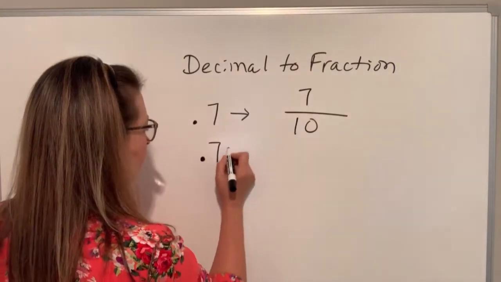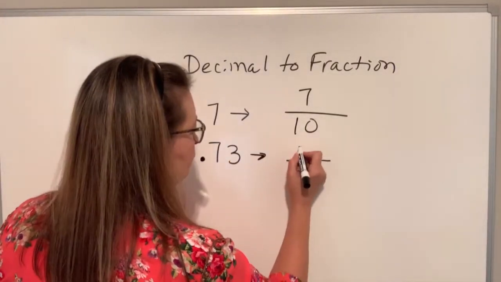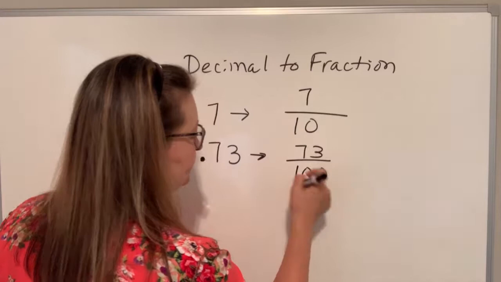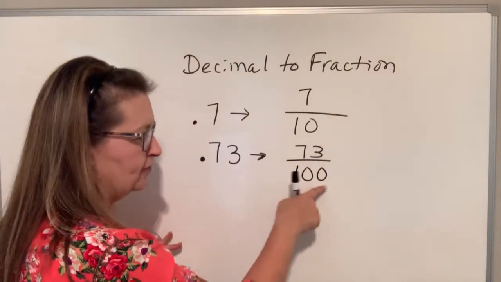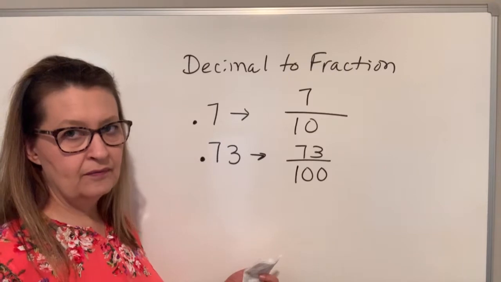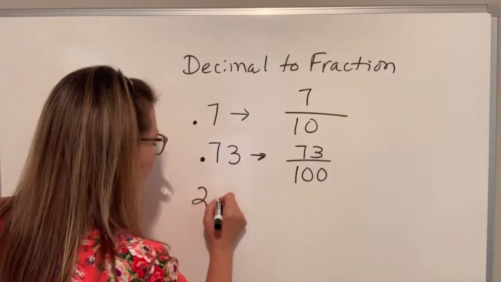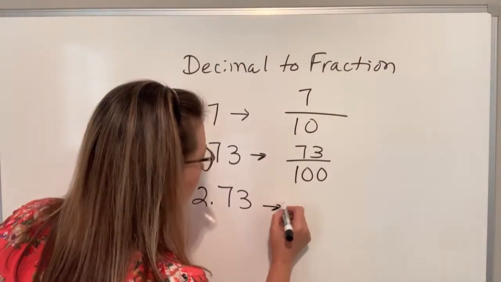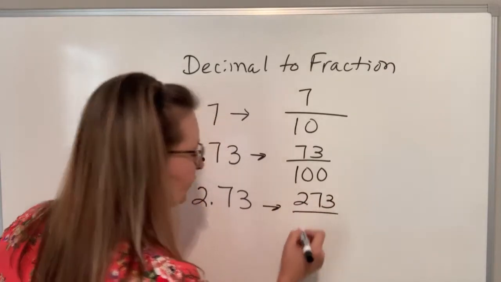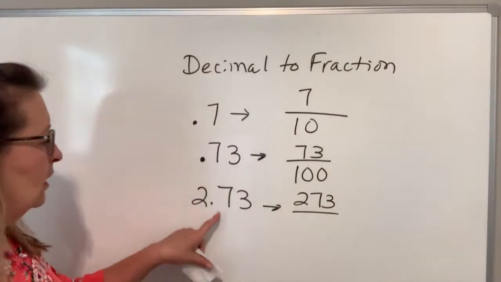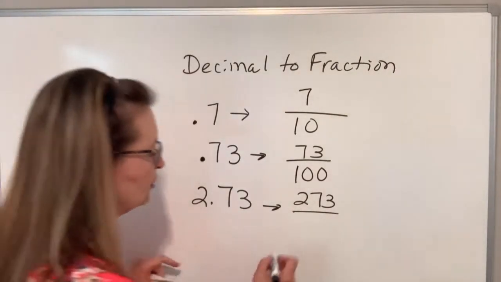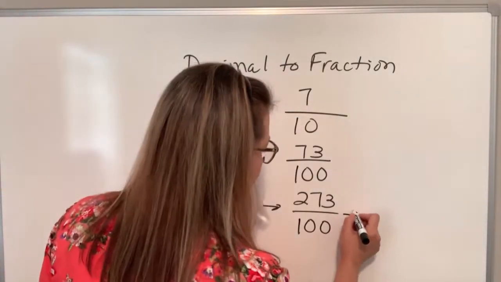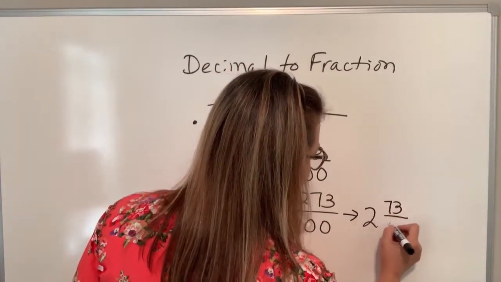Now let's look at 0.73. You're still going to put just the number over a multiple of 10. Since I have 2 numbers behind the decimal, I'm going to have 2 zeros in my denominator. Okay? All right. What if we had a number like 2.73? You're still going to put all of the numbers on the top. Now, how many zeros do I need? Well, I count past the decimal place, 1, 2. Still going to be over 100. Okay? And you could change this to a mixed number, 2 and 73 over 100.